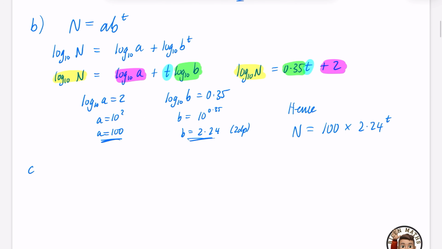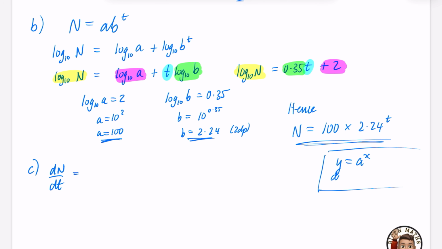That means for part C of the question, I'm going to take this expression and I'm going to differentiate it. So I will get the dn dt. Well, quick reminder, right? If I had y equals a to the power of x, when you differentiate this, this is the standard pattern. You get ln of a multiplied by a to the power of x. So the 100 is just a factor, it's just going to stay there. But I will then have the ln of 2.24 multiplied by 2.24 to the power of t.